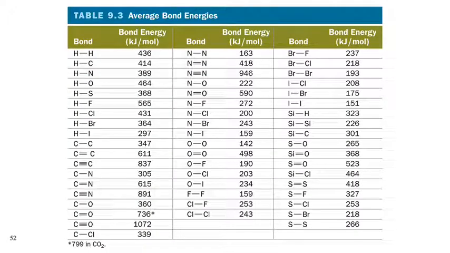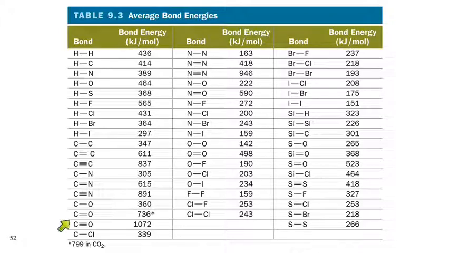This is a table from Chapter 9 showing some average bond energies. There's a more extensive table in the appendix in the back of the book. So we can look up, here's that hydrogen-carbon bond. Bond energy is 414 kilojoules per mole. That's per mole of those bonds.